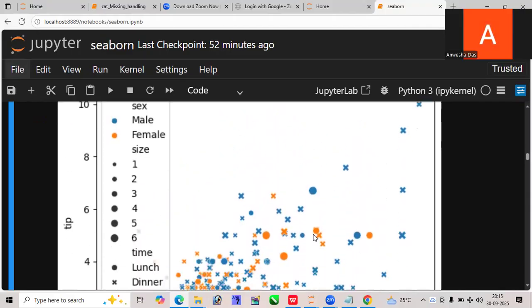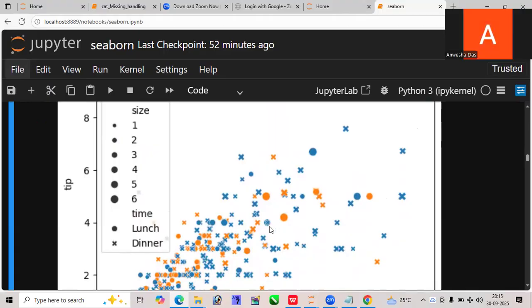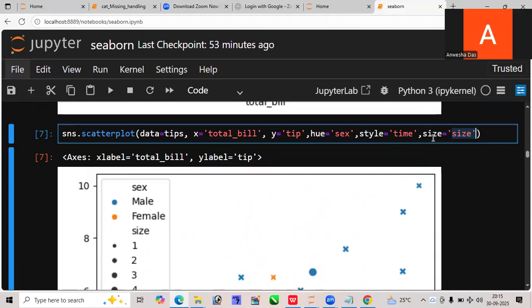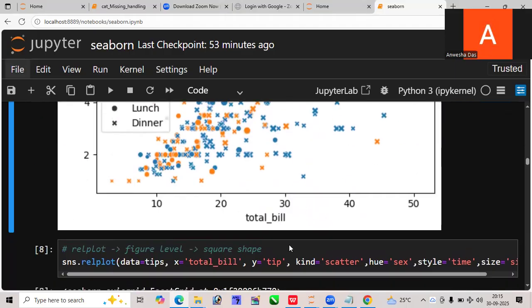Here the size is big compared to this one. So here I can pass a lot of parameters. Not only the x-axis and y-axis, we can pass a lot of parameters as well. We can change our style. We can change the size.